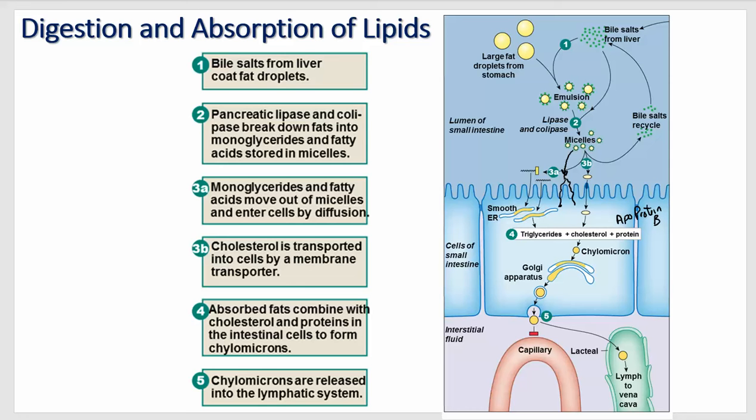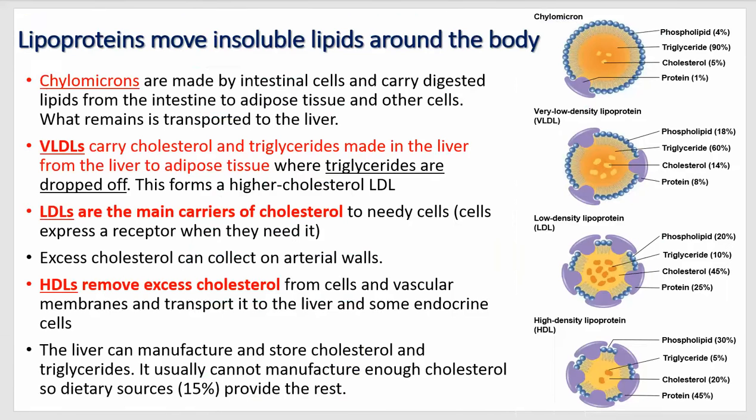All right. And so that is too large. It's not able to move into the capillaries, and so it moves into what we call lacteal, but it's lymph. Okay, so it's lymph, and then it goes to the vena cava, and it is dumped into circulation, and now it's able to move through the body. So the chylomicron.